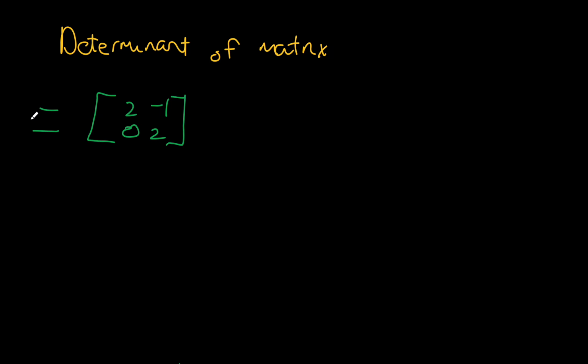rows and columns. So you see the dimension of this matrix is a 2-row by 2-column matrix. So 2 by 2 matrix. So let's take an example.